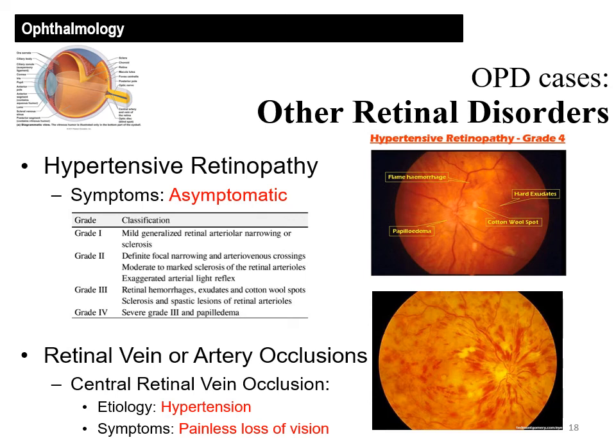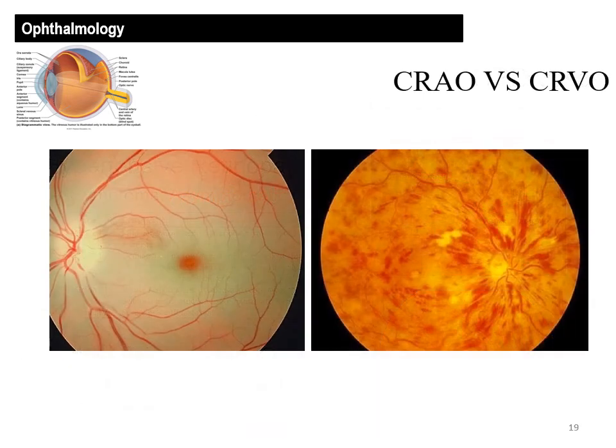In contrast, a retinal vein or a retinal artery occlusion should always be suspected in patients complaining of sudden, painless loss of vision. Note the difference between the retinal finding of a central retinal artery occlusion versus a central retinal vein occlusion.